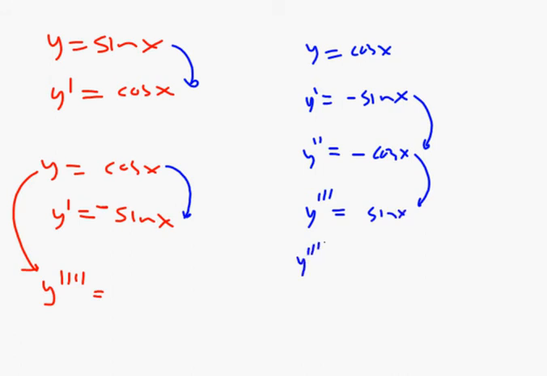And then lastly, the fourth derivative is just the derivative of sine x, but now you're back at cosine x. So we've noticed this pattern that when you take the derivative of sine or cosine, every fourth derivative is the same as the original. So that's sort of nice.